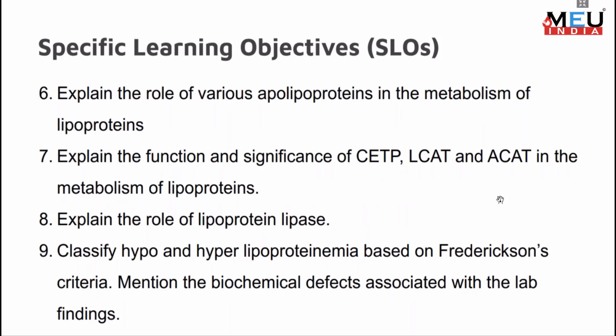Explain the role of various apolipoproteins in the metabolism of lipoproteins. Explain the function and significance of CETP, LCAT, and ACAT in the metabolism of lipoproteins. Explain the role of lipoprotein lipase. Classify hypo and hyperlipoproteinemia based on Fredrickson's criteria. Mention the biochemical defects associated with the lab findings.